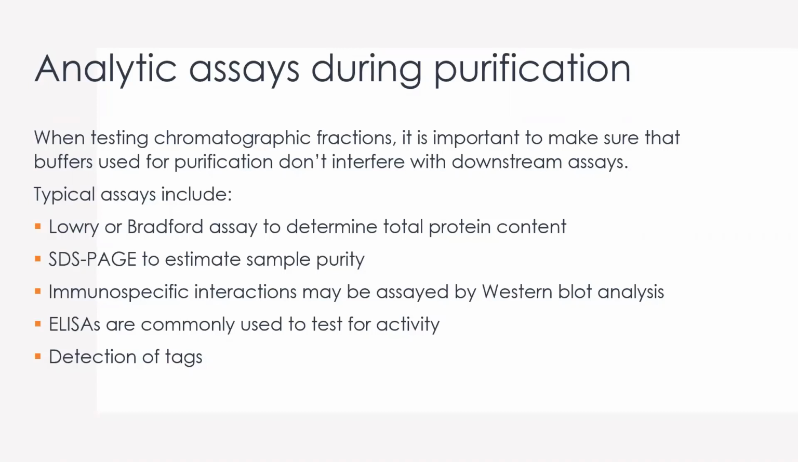A nice crisp band tells you that you have a single protein, but a smear would indicate either protein degradation or impurities. You can also assay your proteins using immunospecific interactions with antibodies by Western blot analysis. And if you're testing for activity, ELISAs are another immunospecific assay that can be useful. Finally, if your protein is being expressed with a specific tag, you can use a number of techniques to detect those tags.